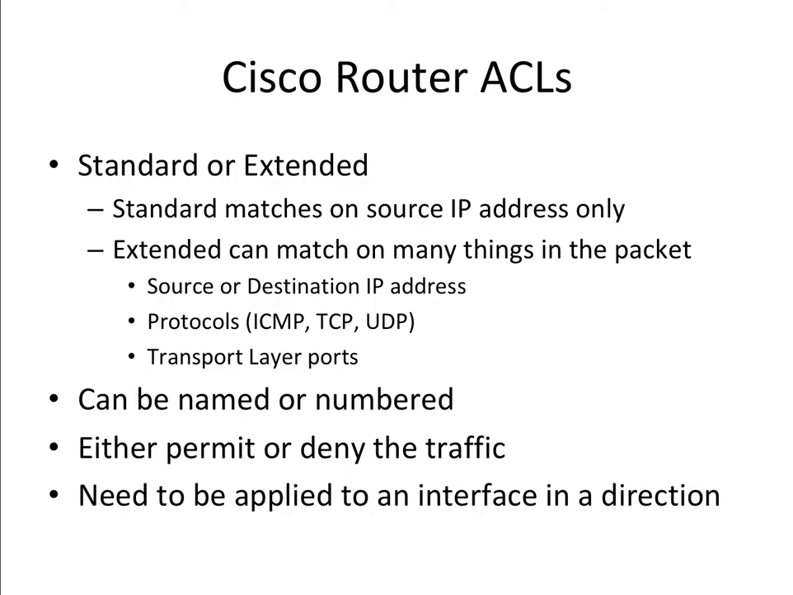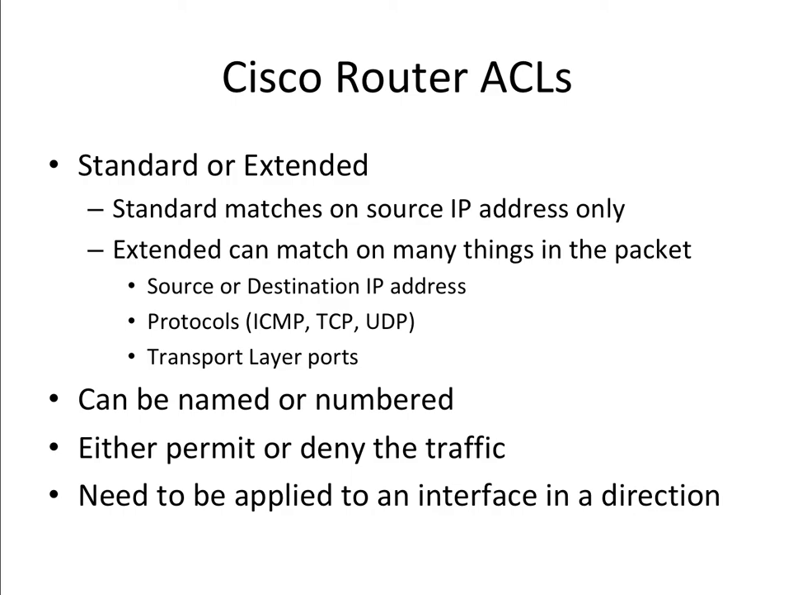Specifically for Cisco router access control lists, there are some things we need to understand. We can have standard access lists or extended access lists. Standard access lists match only on source IP address. So it only matches the source of the packet. You can't specify anything else in the packet. Extended access lists can match on many things. Things we'll be matching on: IP addresses, source and destination, protocols, ICMP, TCP, UDP, and then we'll be matching on transport layer ports. That's what we're going to be doing.